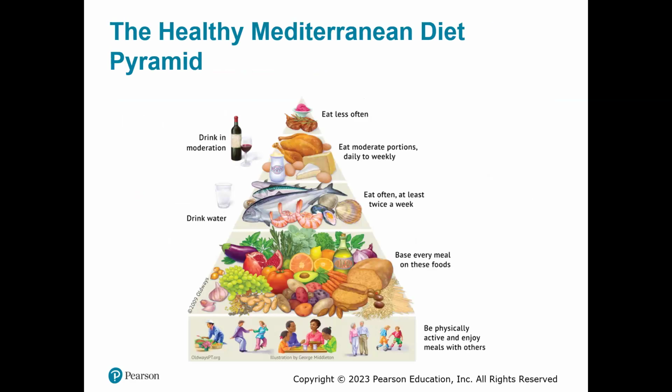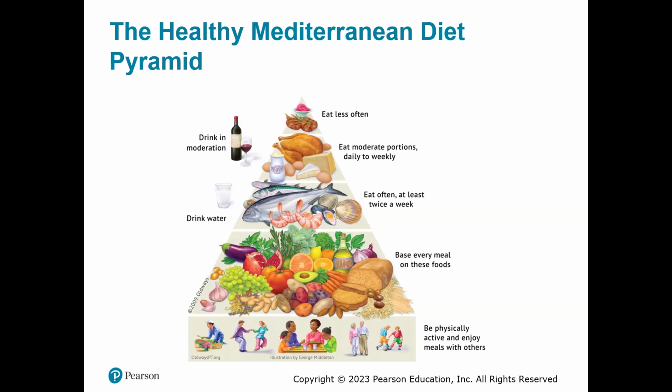So here's the Mediterranean diet as far as the pyramid of what we eat. Again, on the bottom, we have the base of lots of plant-based whole foods, a little bit of olive oil, lots of nuts and legumes and fruits and veggies. And the base of every meal is not meat and potatoes. It is all of this rainbow of beautiful, healthy fruits and veggies and grains.